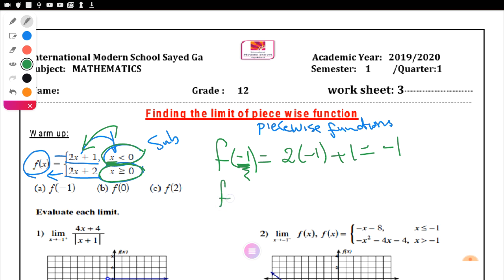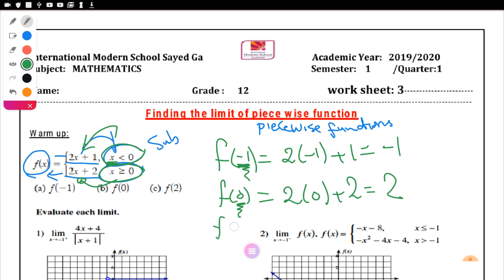Okay, f of 0, I have to check this value of x belongs to which subdomain? Belongs to the first one? No, because here only less than. 0 not included. Included if we have equal, like this one, x greater than or equal. So I replace in the second rule, it will be 2 multiply 0 plus 2, it will be 2. I hope it's clear. Piecewise function is a function which is defined by different rules, or which is defined on subdomain.